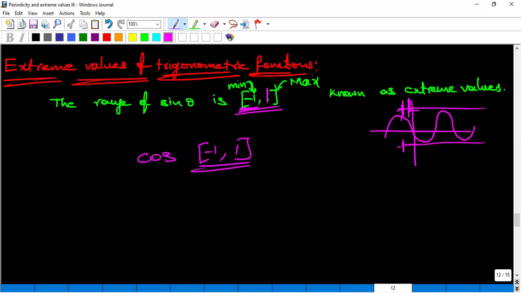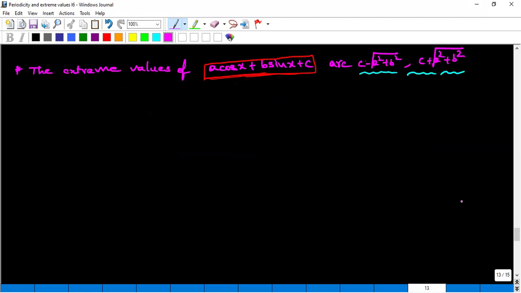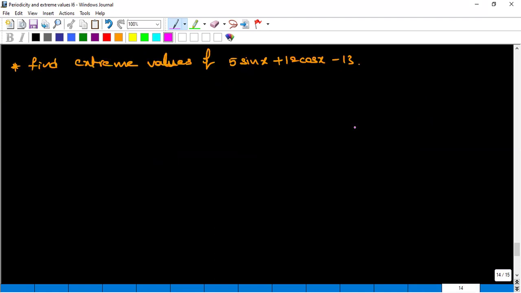Okay. See this basic arrangement, a very important formula. Find the extreme values of a cos x plus b sin x plus c. The formula is: the least value and highest value I have written here. Least value is c minus under square root a square plus b square, and the highest value is c plus under square root a square plus b square. This is the extreme value, this is the minimum value. Using this formula, we will solve this.